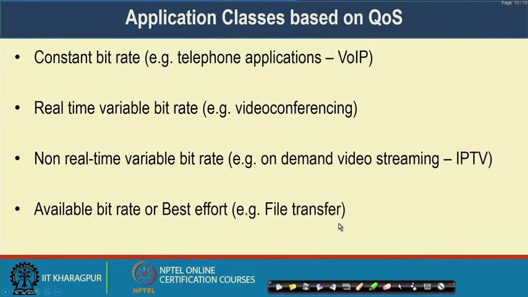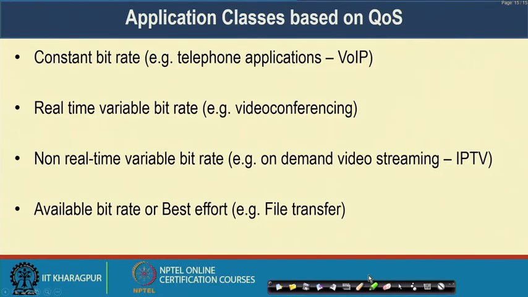Now, based on the quality of service, we define multiple application classes like the constant bitrate class. An example of constant bitrate is telephone applications like voice over IP, where you require constant streaming of data bits. Then the second one is the real time variable bitrate. In case of real time variable bitrate, an example is some video conferencing service where the bitrate can be variable depending on the frames that you are going to transfer, but it needs to be real time.